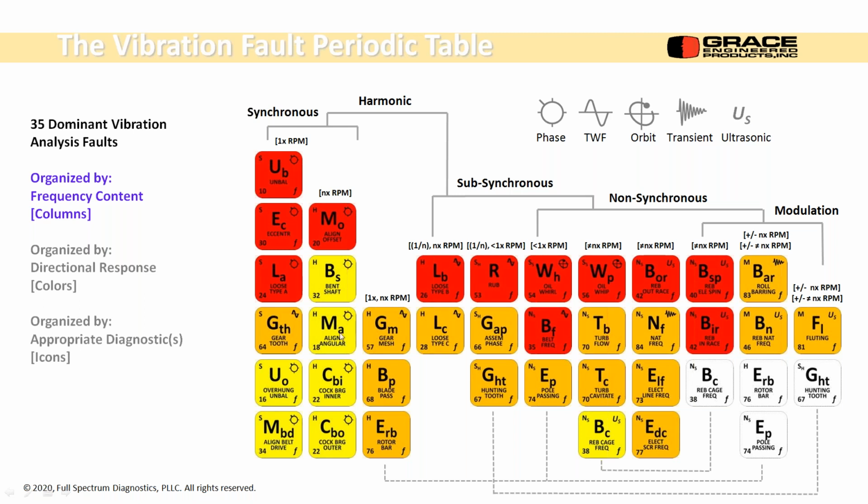Usually it's by design. If I have a gearbox, it's the orientation of the teeth which really tells it which way it's going to respond. So if they're in an orange category, they can be either. And lastly, once we've sorted by frequency content and directional response, we can look in the tiles that remain on the table, and they'll tell us what kind of diagnostic to do. And the diagnostics we have are a phase analysis, a time waveform analysis, orbits, transient analysis, or an ultrasonic analysis. We don't need to know what those are. We just need to know what to do next.